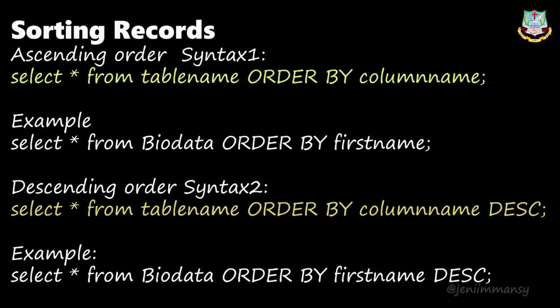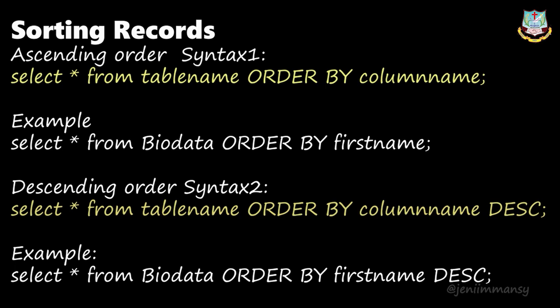Okay, for that the syntax is select star from table name, order by column name. Okay, and to get it in descending order, we can give this as select star from, and you have to give the table name here, order by, then column name, and if you need it in descending order, you have to give DESC. If you need it in ascending order, you no need to give this. If you need it in descending order, you have to give this word, this command also, DESC.